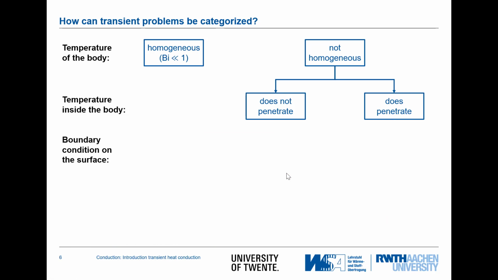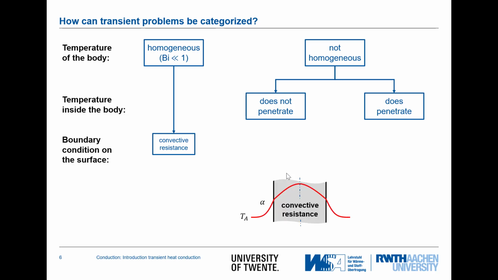And last but not least, we have the boundary conditions on the surface of the object. So on the one side, if we have a homogeneous temperature, then there are no resistances inside the body. So we need some kind of resistance, which at the end determines also the time of the process. And here we account for a convective resistance on the outside of the body. So that would look like this here now with the change in temperature. So it's not the homogeneous case, but of course we have a resistance on the outside.